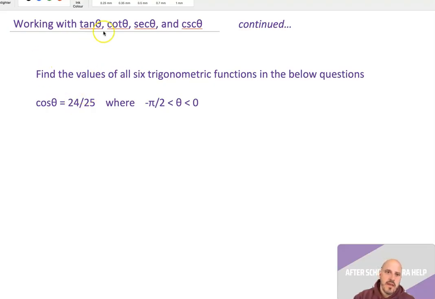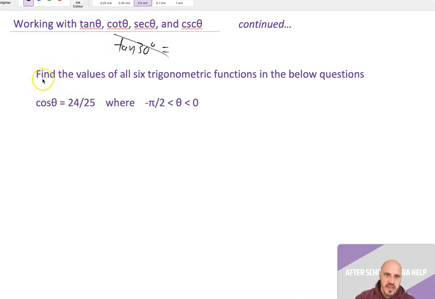Hey, welcome back. Today, let's continue working with our reciprocal functions and with tangent. I have three questions that are a little more work than just quickly trying to evaluate if we know the angle already, like we did last time. So today, let's take a look.